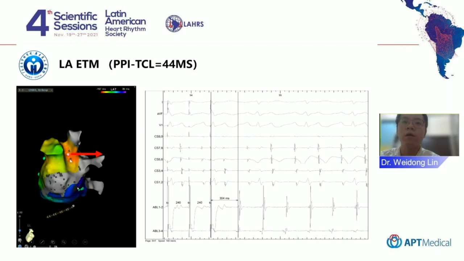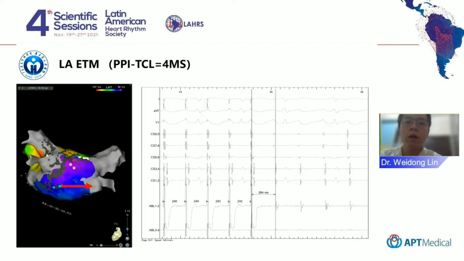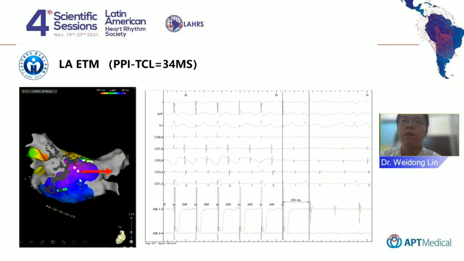And we do the pacing on the ridge of the left atrium, about the left atrial appendage. But we can see the post-pacing interval minus the cycle length was not good, about 44 milliseconds here on the endocardial side of the ridge. And we also did pacing in the posterior wall, about the bottom of the left atrium. Here is very good, about 4 milliseconds. Here is not good, about 34 milliseconds.